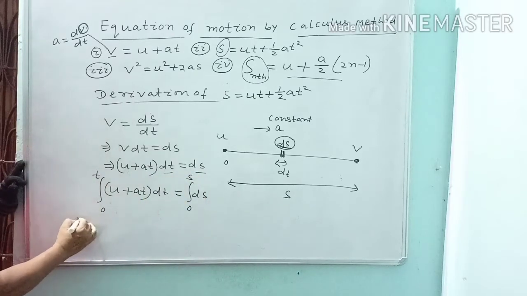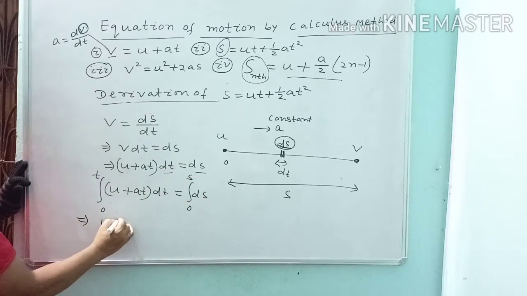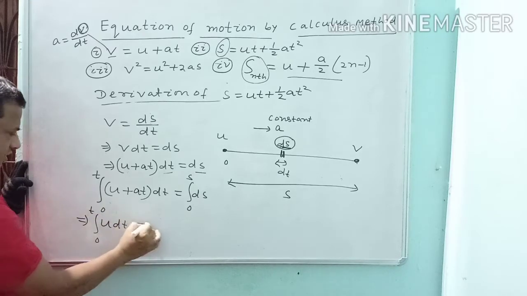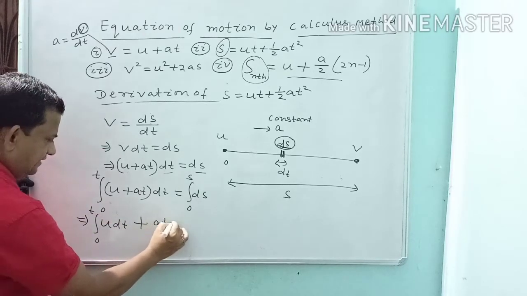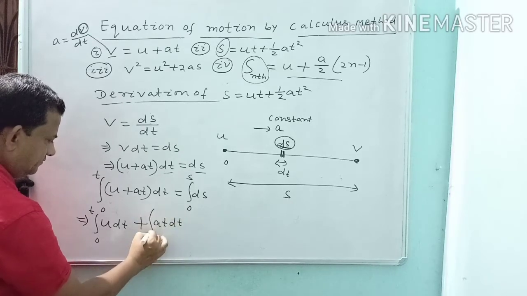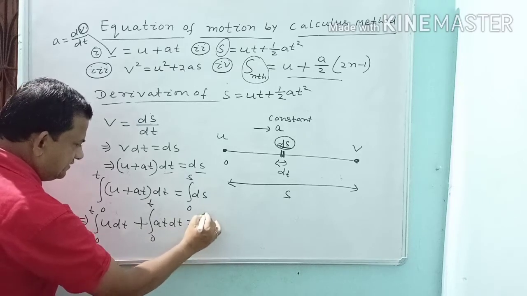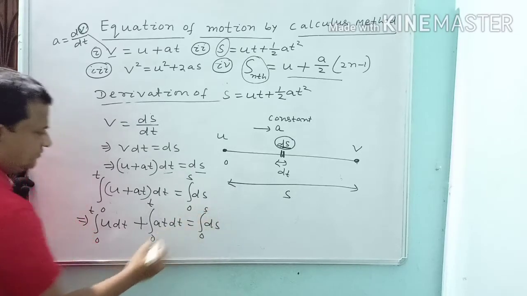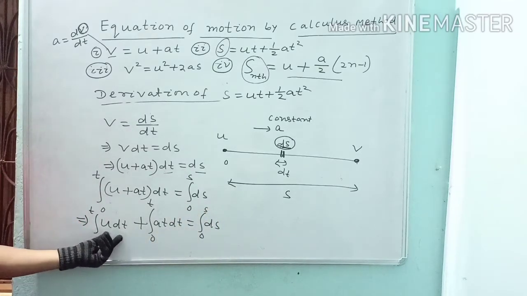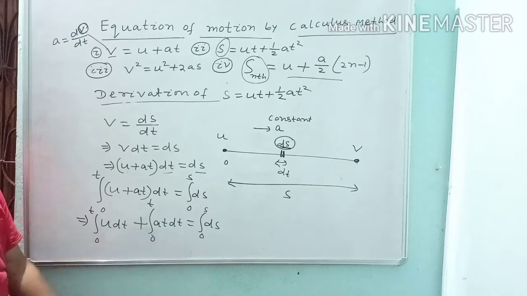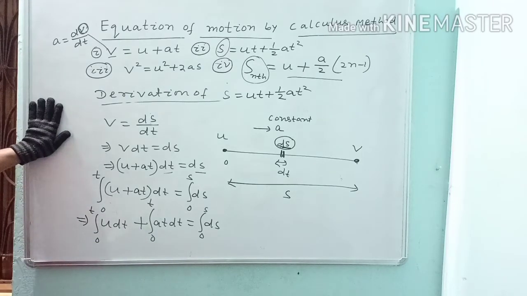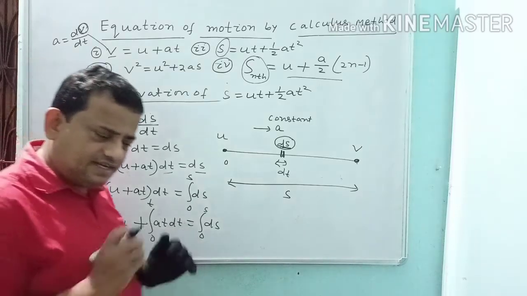So you just separate it, u dt plus a t dt. So that is ds. So students, what I did, I made the separation. So you take integration, what will you get?